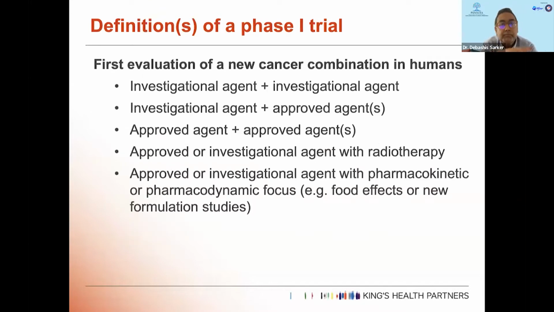And then we have a whole range of combination phase 1 trials. These might be combinations of investigational agents, or an investigational agent with an approved therapy, such as chemo. You might have a new combination of approved agents that needs to go through phase 1 testing, or an approved or investigational agent with radiotherapy. And then you might have a specific combination where you're testing some pharmacokinetic or pharmacodynamic focus, such as food effects or new drug formulations.